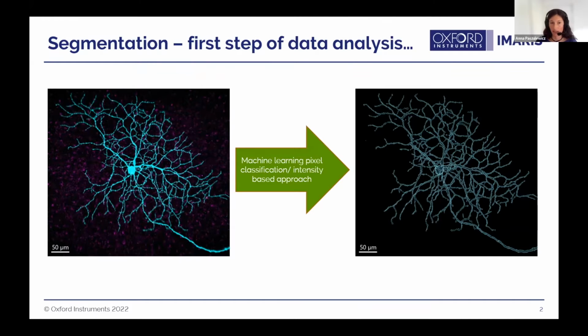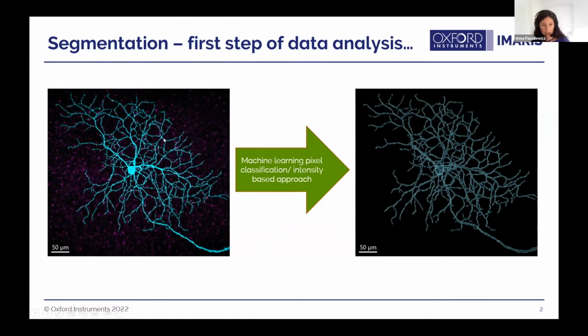Segmentation is basically, you can call it just the first step of data analysis. So we all know there are different ways of segmentation, including machine learning and intensity-based methods. So in Imaris, we use a lot of intensity-based and machine learning pixel classification methods, which lead you to get a proper, robust, and reliable model of different structures. So there are different models for different structures. To each of them, you can get pretty easily.